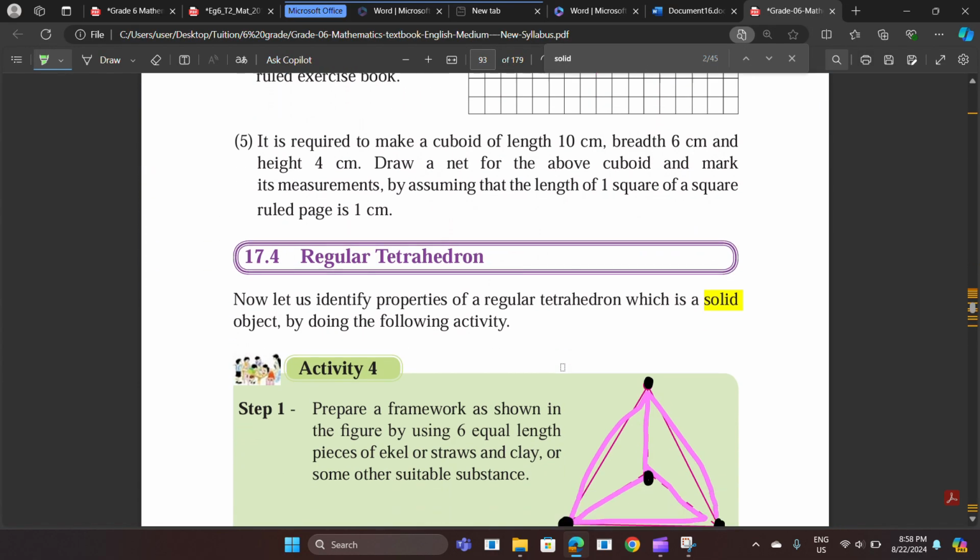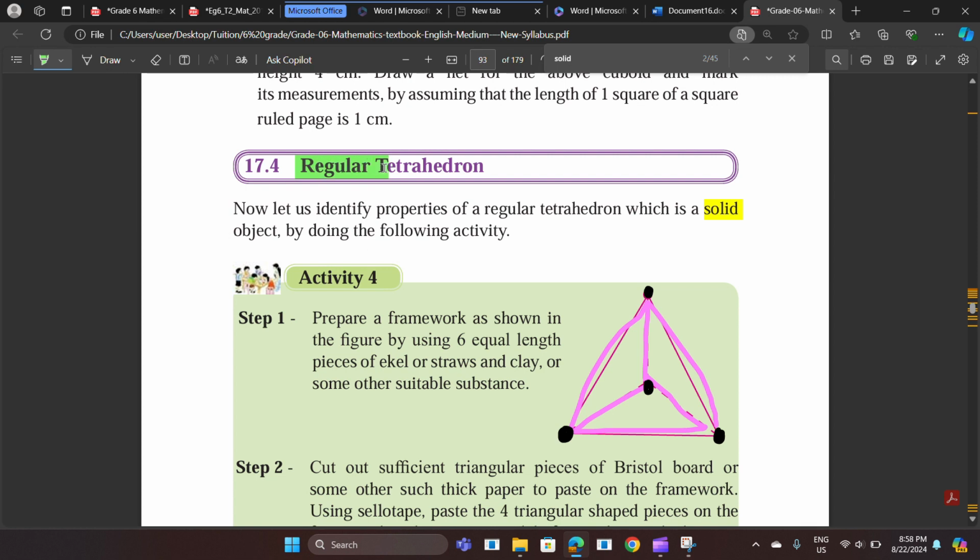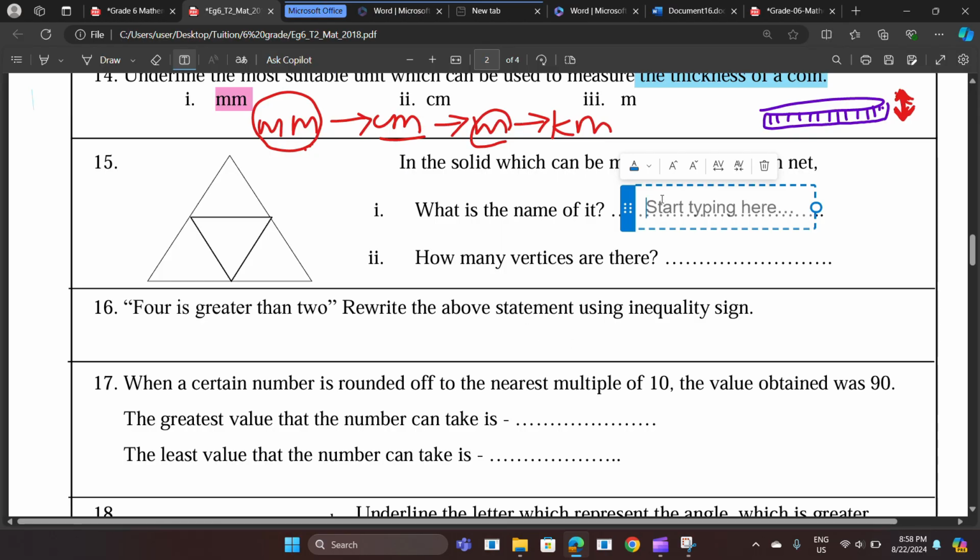This one. It is a regular tetrahedron. Regular tetrahedron. So the answer is regular tetrahedron.